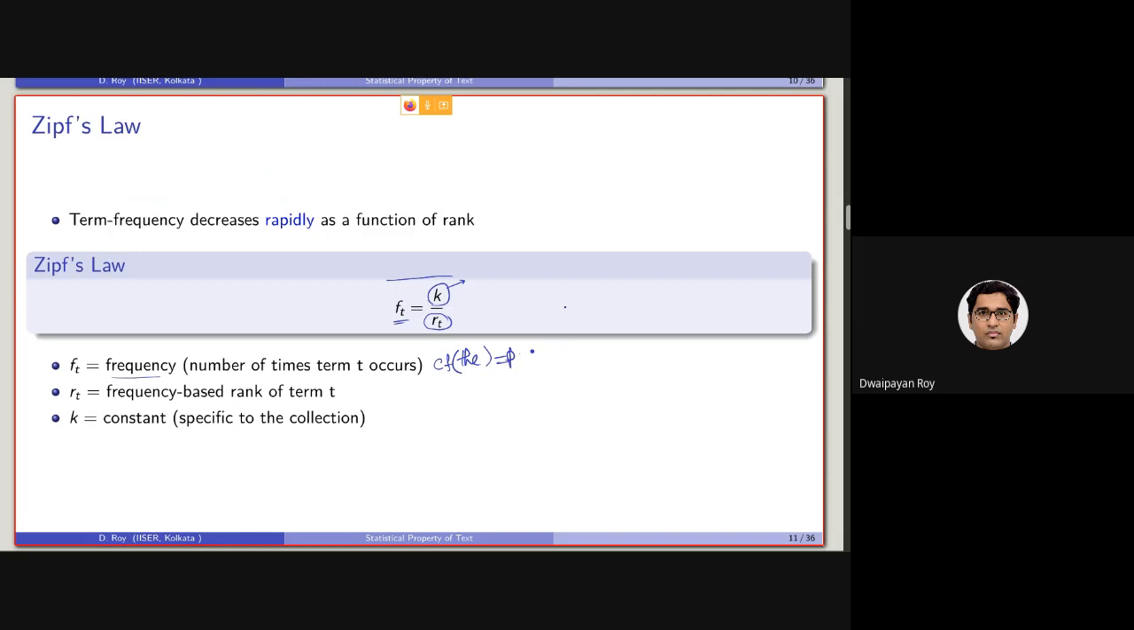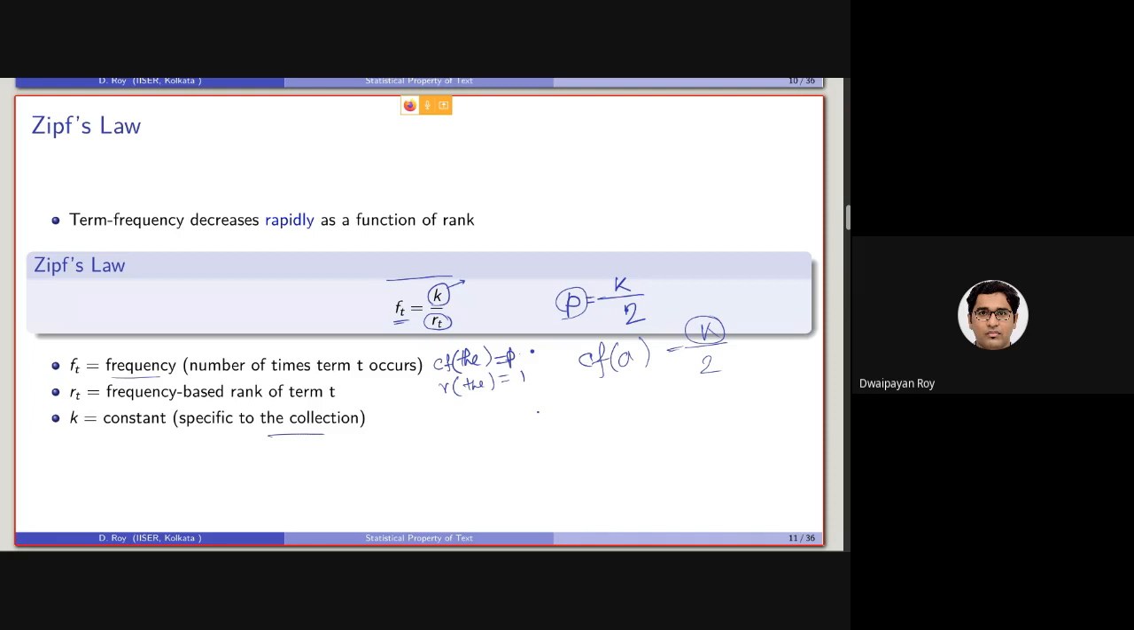Now here what it is saying is P will be some constant by the rank. Now we know the rank of "the" is 1. So essentially, this constant will be a factor of the frequency of the term, and it will be dependent on the collection. Now, if we go on, the next most frequent term is "a", the rank is 2. So this will be actually true for CF of "a" as well. Now this K will be a constant based on the collection.